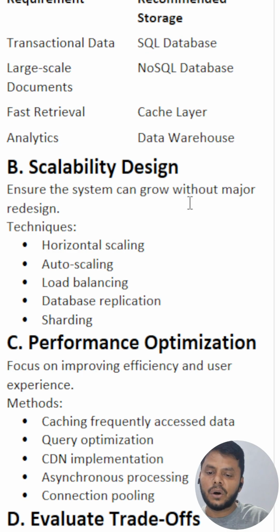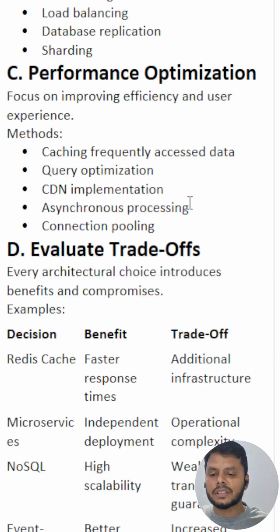you have to use horizontal scaling, auto scaling, load balancer, and database replication, and sharding for optimization. For performance optimization, you have to implement caching, query optimization, CDN implementation, asynchronous processing, and connection pooling. You can use these.